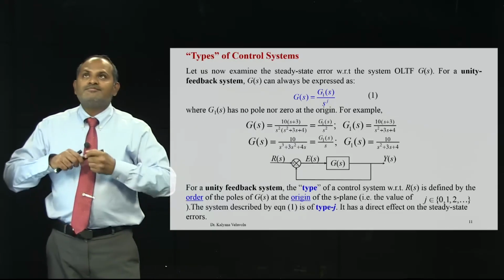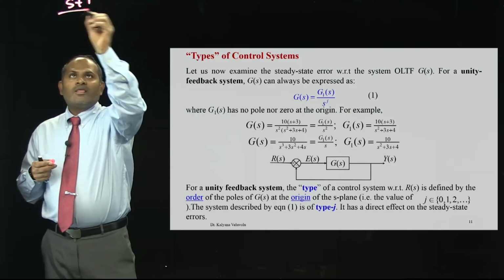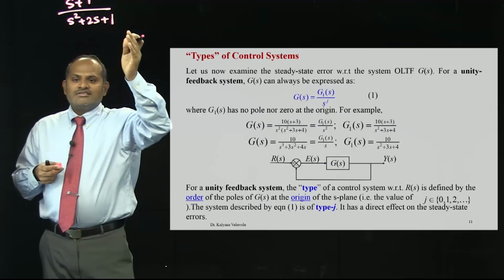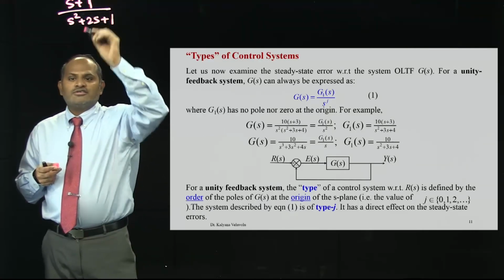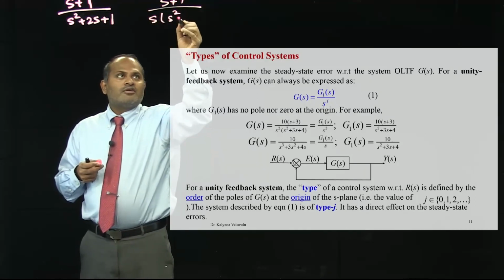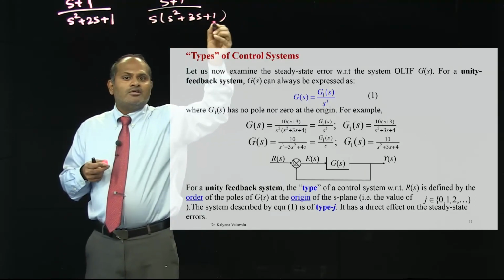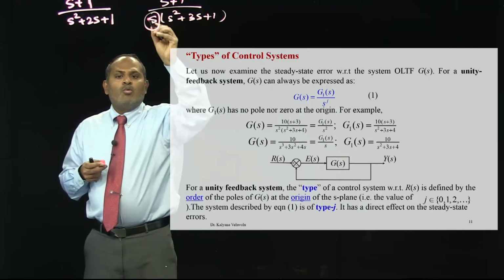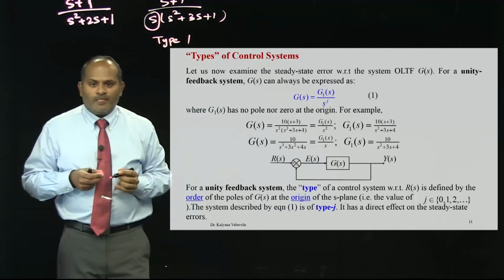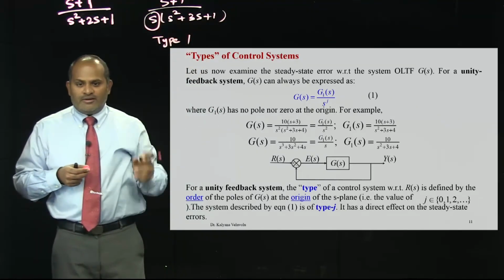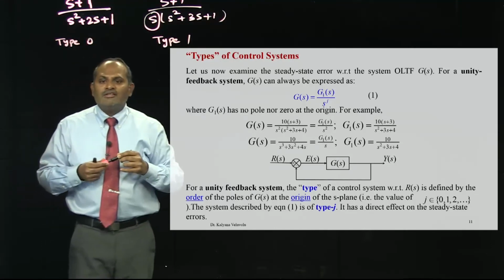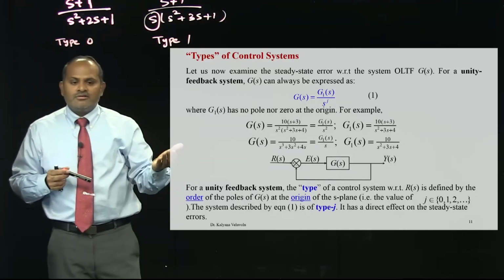For example, I have (s plus 1) by (s square plus 2s plus 1). The system does not have any pole at the origin, so this is type 0. But instead if I have (s plus 1) into s (s square plus 3s plus 1), this transfer function has 1 pole at the origin. This is type 1. Suppose I have 2 poles, it will be type 2. Very simple.